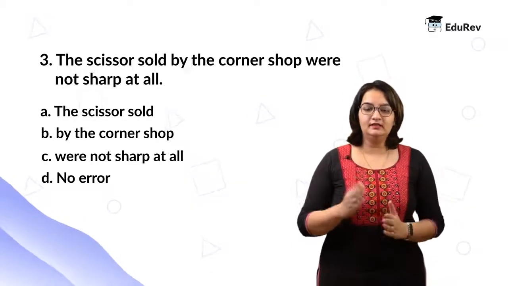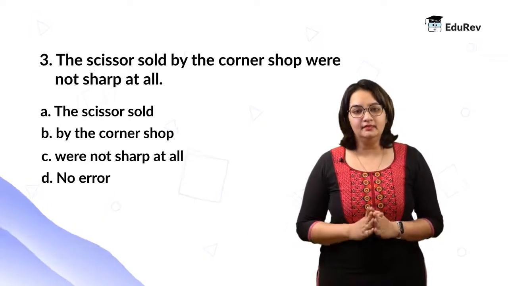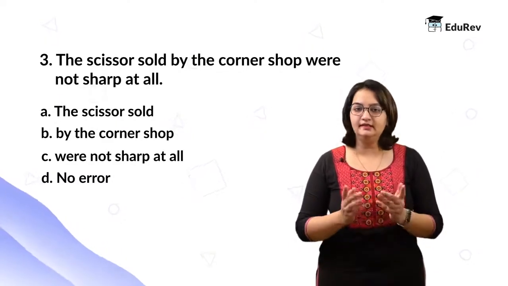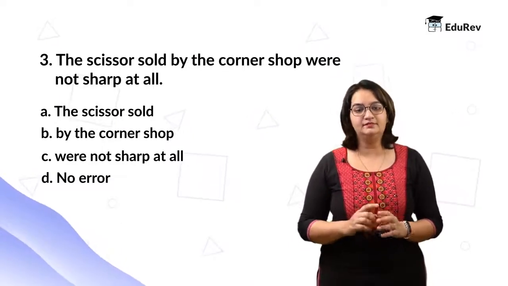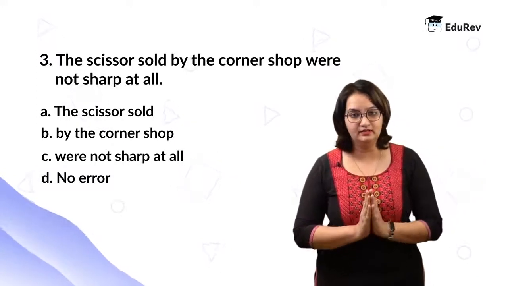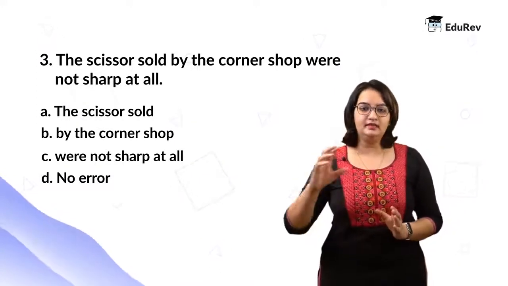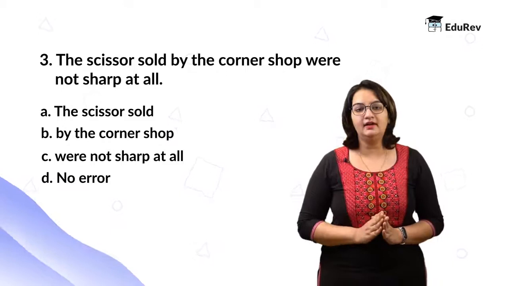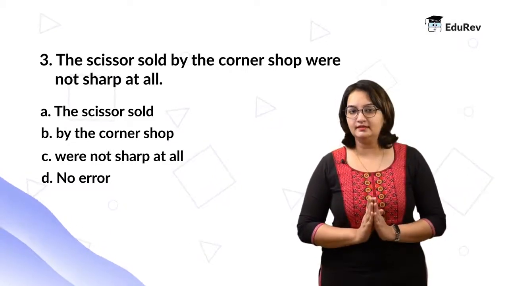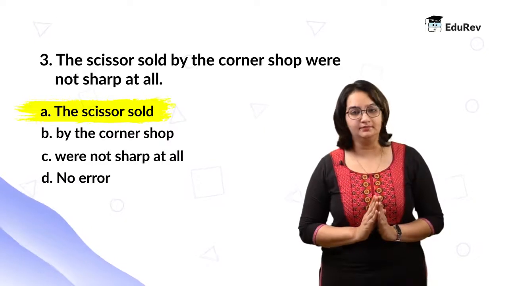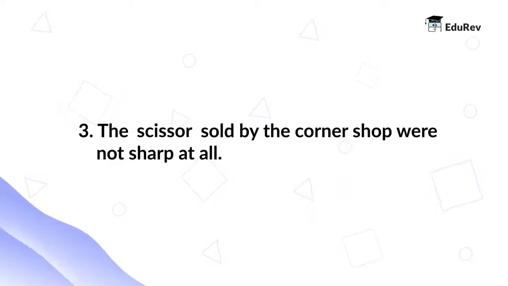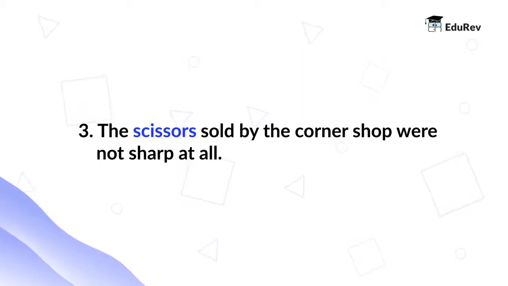Why? Because several things are plural by nature as they come as a pair. For example, trousers. Trousers, 2 legs, right? Earrings, 2 earrings always. Scissors, we have 2 particular parts of scissor which are similar to each other, and therefore such words will automatically form a plural noun in its original form itself, and therefore they have to be used in that way. So the error is in first part of the statement, option A. The emphasis on the scissors, not the scissor. Here, therefore, the statement should be, the scissors sold by the corner shop were not sharp at all.